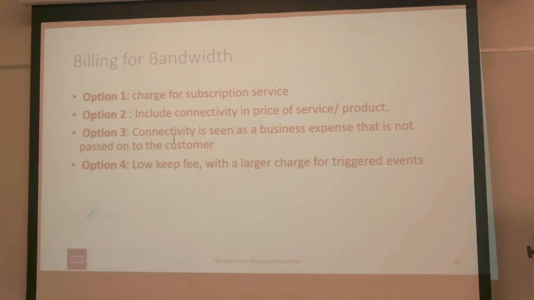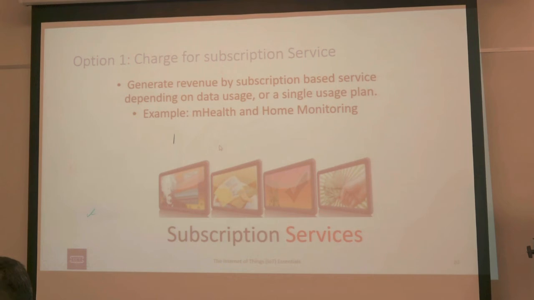So all of this is negotiation. For billing for bandwidth, option one, charge for subscription service. Like you pay $50, that's it, every month. Or include connectivity in the price of the service or product. Or connectivity is seen as a business expense that is not passed to the customer, so you are charged for that, not the customer. Or it could be low-key-alive free with a large charge for triggered events, so it depends on the events.